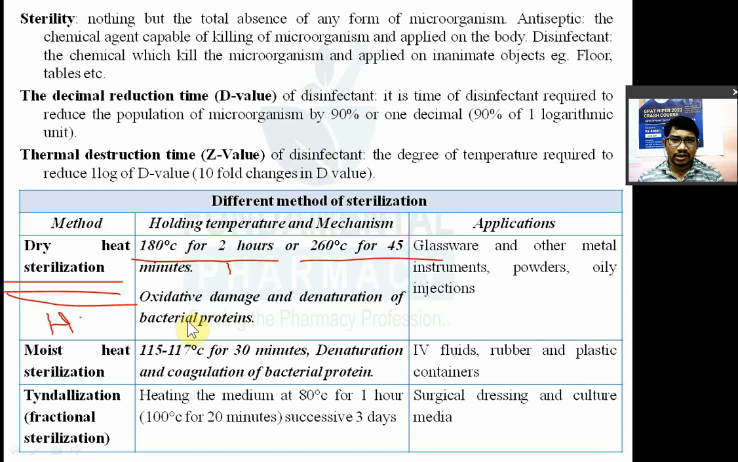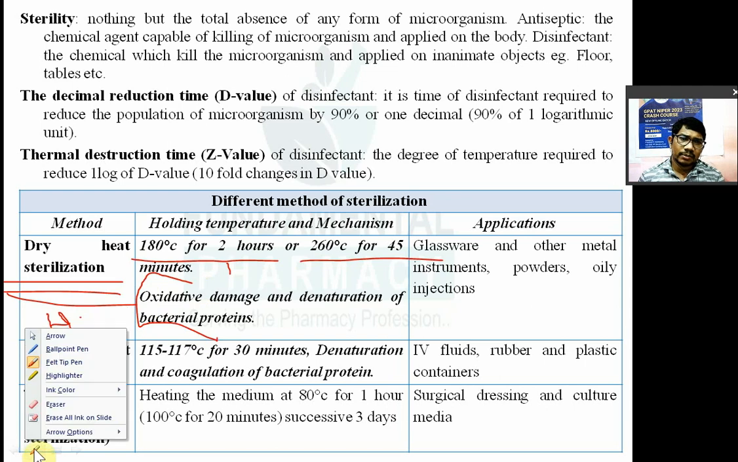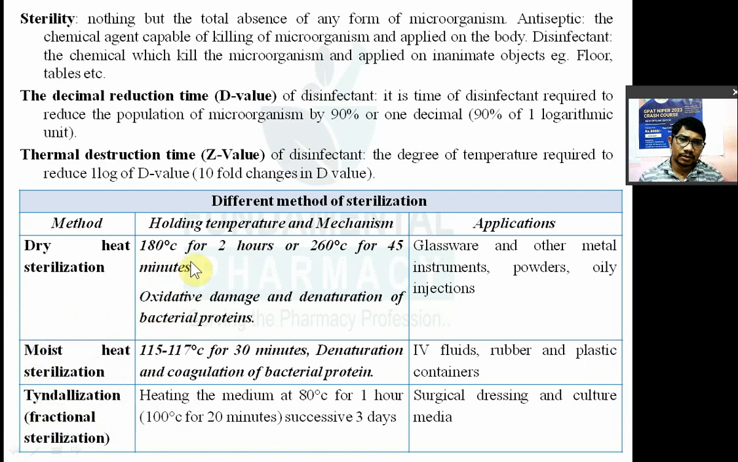सो मैकेनिज्म होता है. व्हाट इज द मैकेनिज्म फॉर किलिंग ऑफ द बैक्टीरिया? बैक्टीरिया मरता कैसे इतने टेम्परेचर पर? मतलब बैक्टीरिया को क्या नुकसान पहुंचता है, कैसे मरेगा? So using dry heat, the dry heat causes oxidative damage and denaturation of bacterial protein.